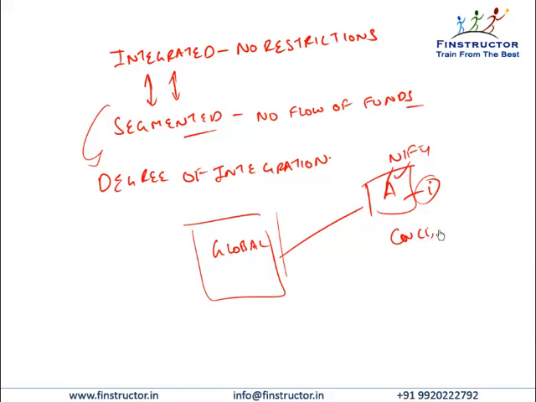So the beta of this stock I will be calculated by the covariance with the global market upon the variance of the global market.